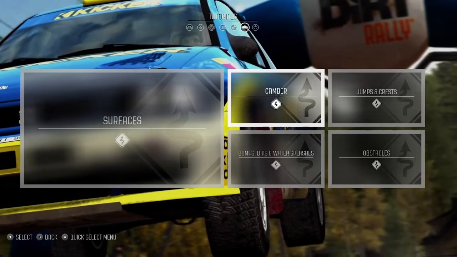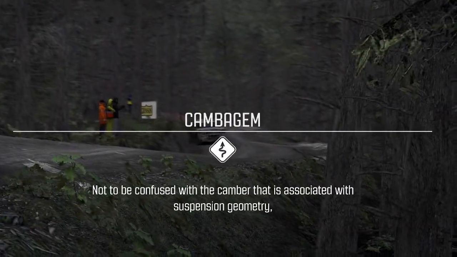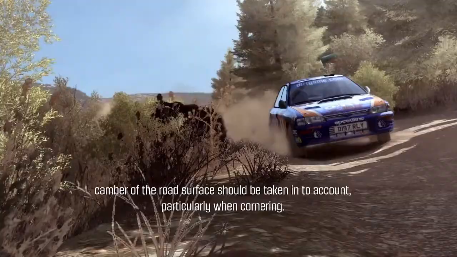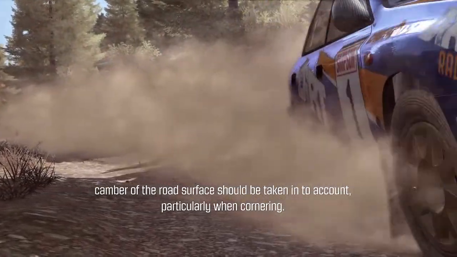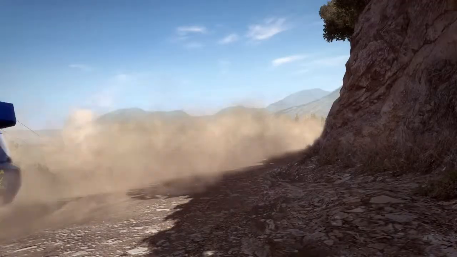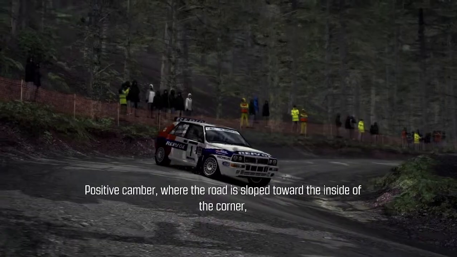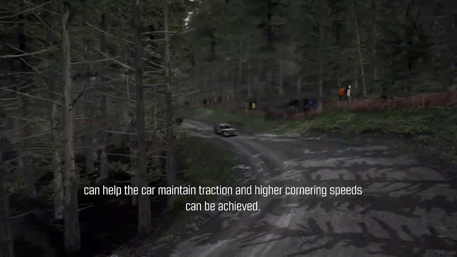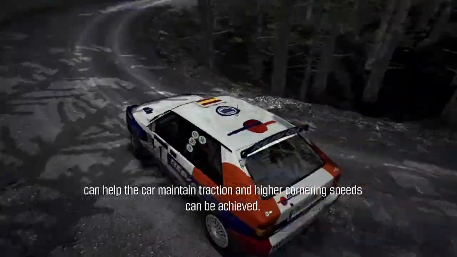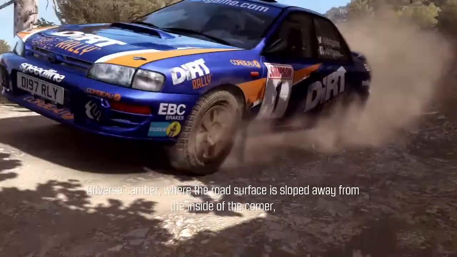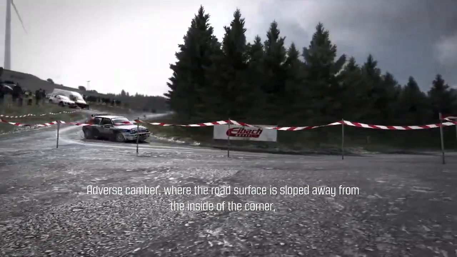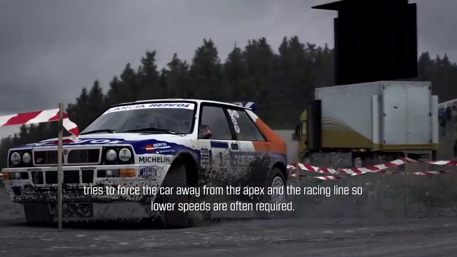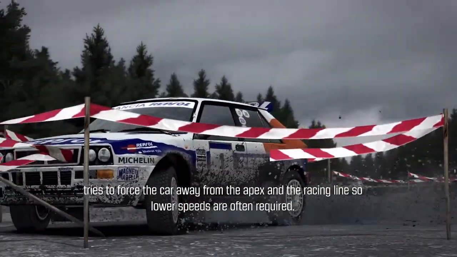Okay. Camber. Not to be confused with the camber that is associated with suspension geometry, camber of the road surface should be taken into account, particularly when cornering. Positive camber, where the road is sloped towards the inside of the corner, can help the car maintain traction and higher cornering speeds can be achieved. Adverse camber, where the road surface is sloped away from the inside of the corner, tries to force the car away from the apex and the racing line, so lower speeds are often required.